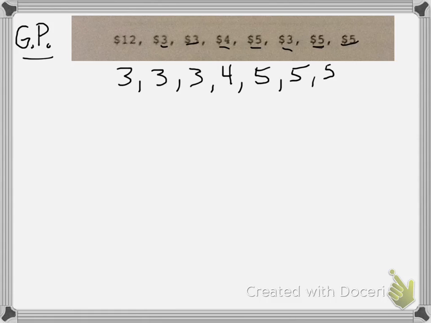So first thing I'm going to do is put them in order. So I have 3 as the first numbers. Looks like there's 3 3s, and then the next number is going to be a 4. There's only 1. And then looks like there's 3 5s. And then the last number is going to be 12.